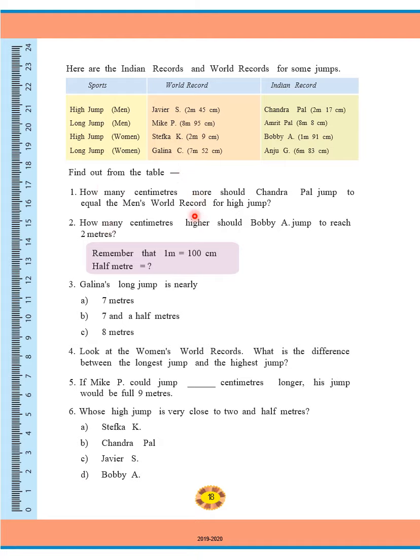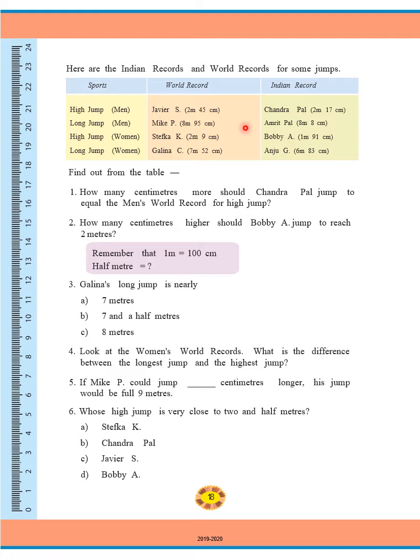First question: how many centimeters more should Chandrapal jump to equal the men's world record for high jump? So first we have to check the men's world record. Here we can see Javier S in high jump, 2 meter 45 centimeter, and Chandrapal's jump is 2 meter 17 centimeter. So how many more centimeters does Chandrapal require to equal the men's world record for high jump?